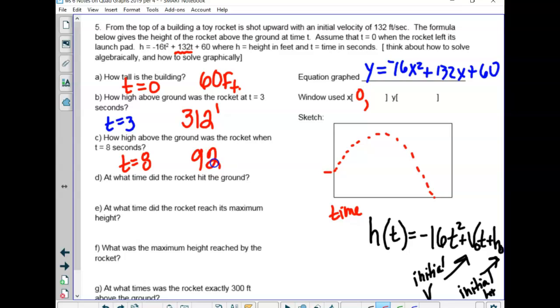Oh. So I'm guessing it was on the way back down. If you trace along, it's over here somewhere. On its way back down. Okay. This is feet. At what time did the rocket hit the ground? All right. Now, algebraically, how could we solve that?